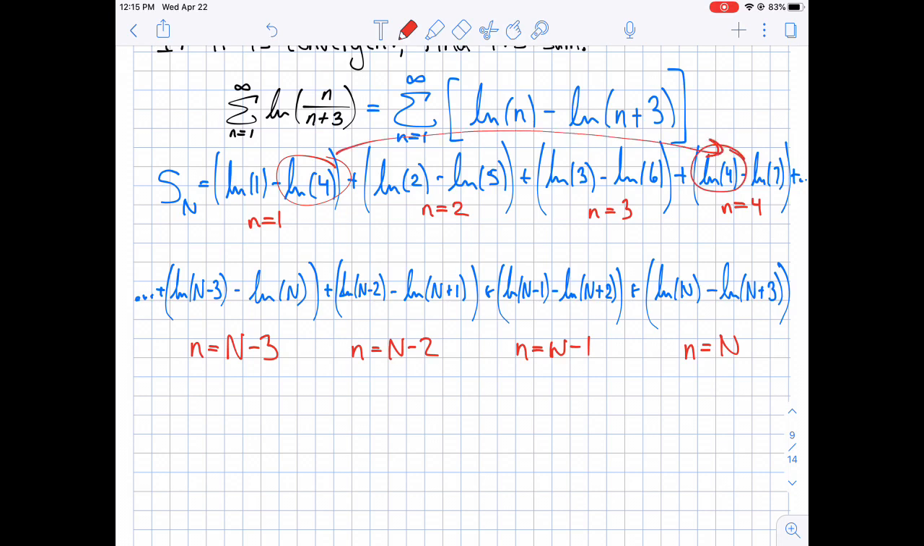Okay, it's going to cancel with the first term, not in the next set of brackets or even the one after that, but it's going to take sort of the third pair of terms after that. Okay, so now what's going to happen with ln of 4? They're gone. Okay, they cancel with each other.